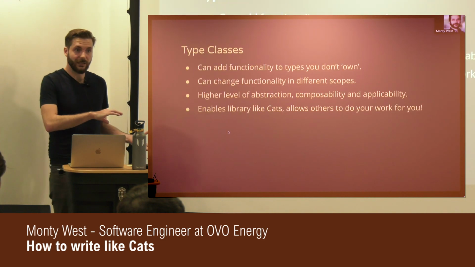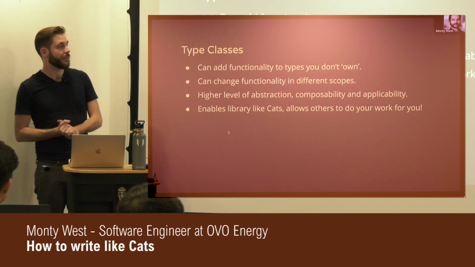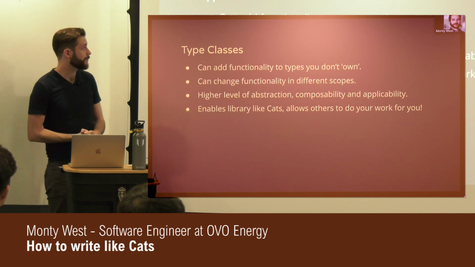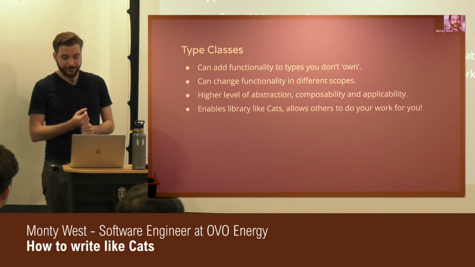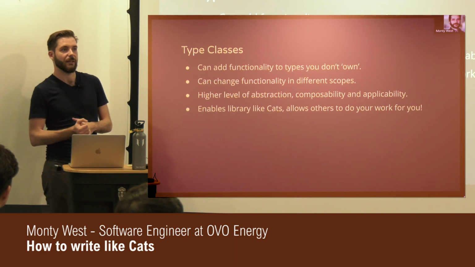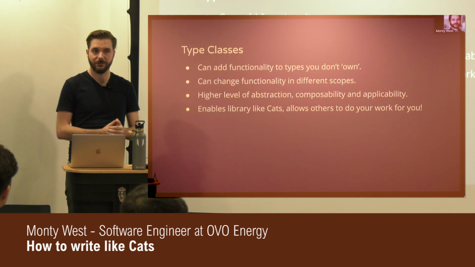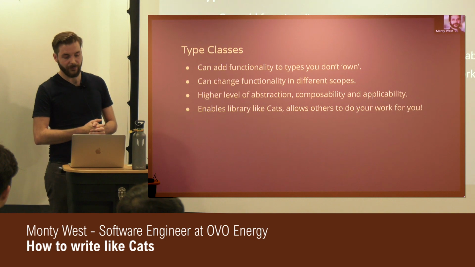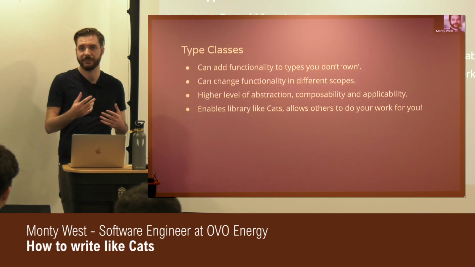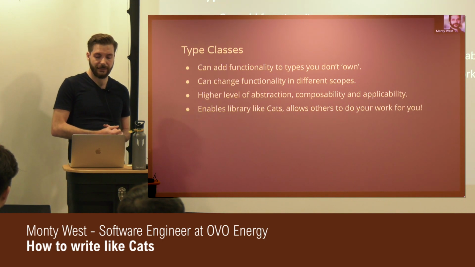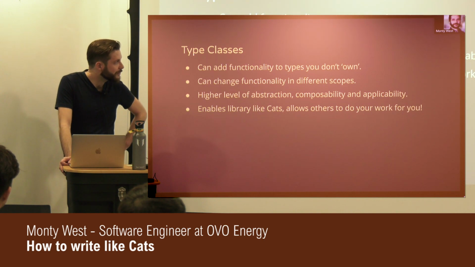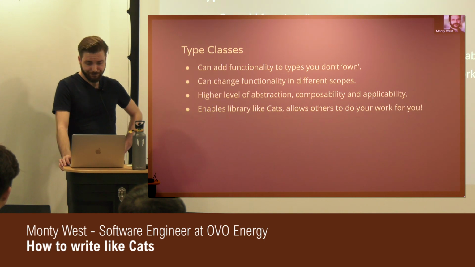So, over subtype polymorphism, with this sort of ad hoc polymorphism with type classes, we can add functionality to types we don't own, which can be very useful. We can change that functionality in different scopes. So if we want to have a different sort function, or a different way of doing toString, which is a similar one, then we can do that in different scopes. We gain a high level abstraction. We're able to compose these instances, create new instances on the fly very easily. High levels of abstraction are what we're about. Makes them more applicable as well.